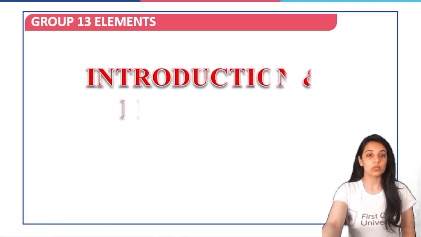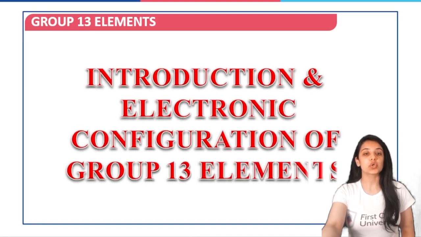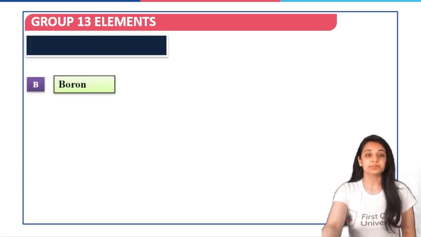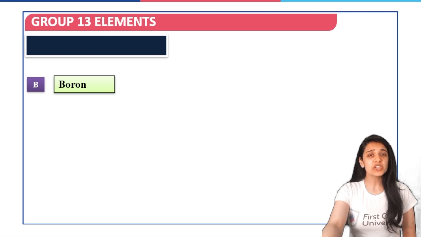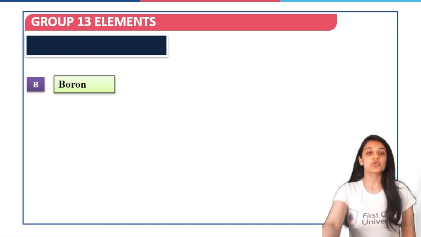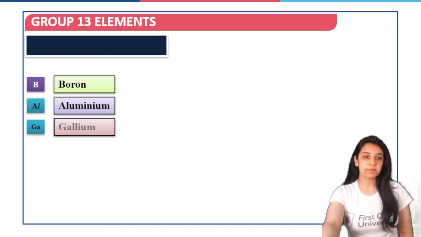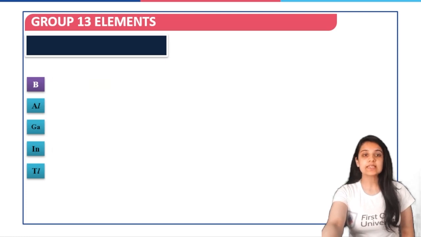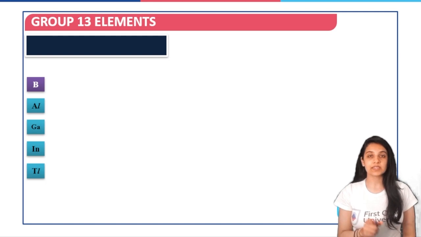Let's first begin with the introduction and electronic configuration of Group 13 elements. Now, when we talk about Group 13, first of all, we need to know what are the elements that are present in Group 13. So first is boron, aluminium, gallium, indium, thallium. These are the 5 elements that come in the group 13 elements category.